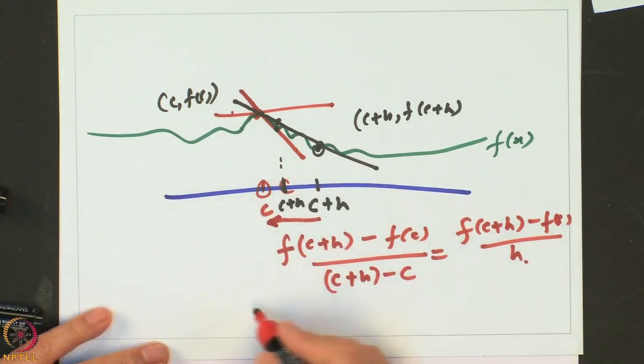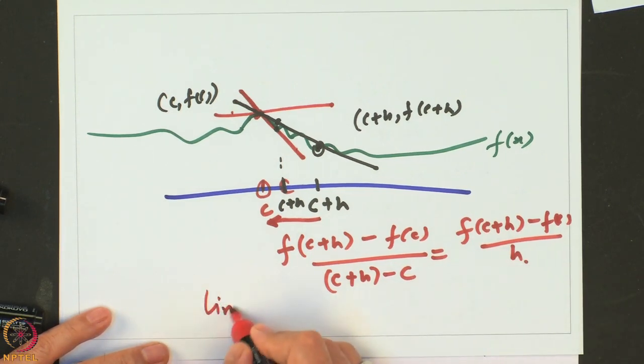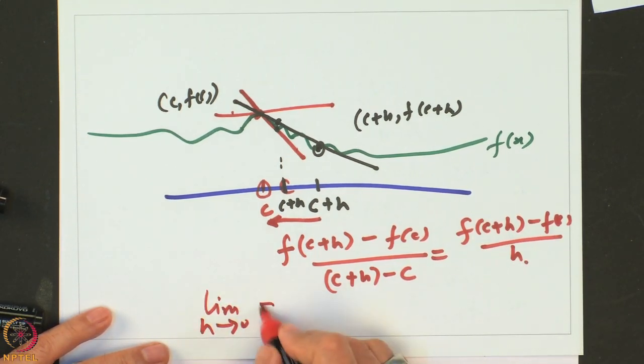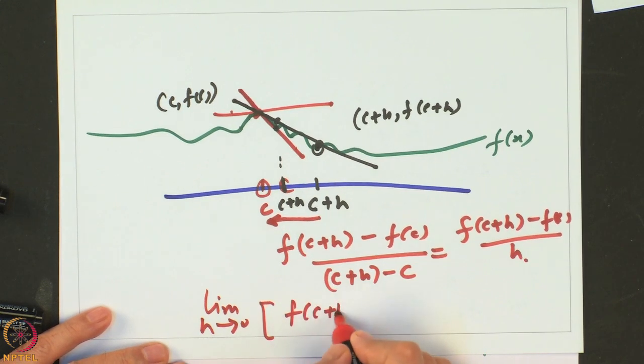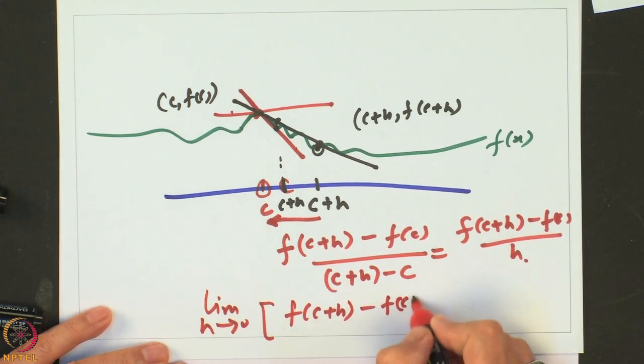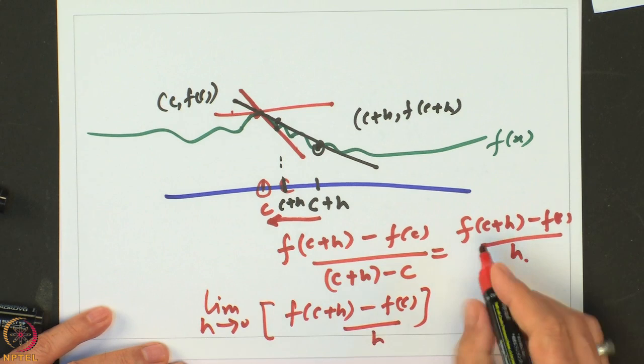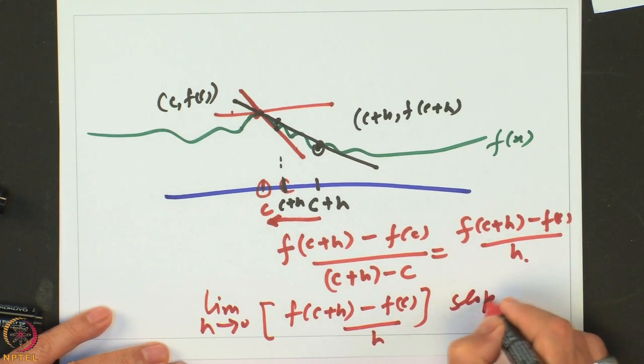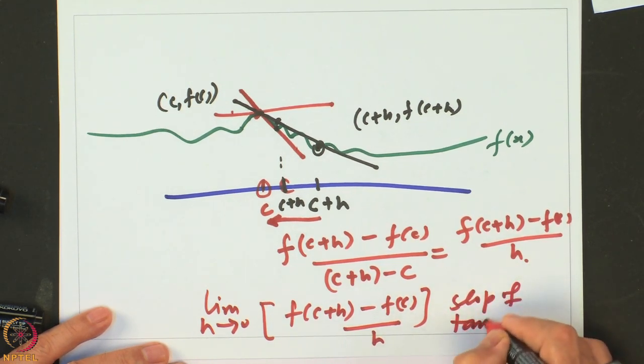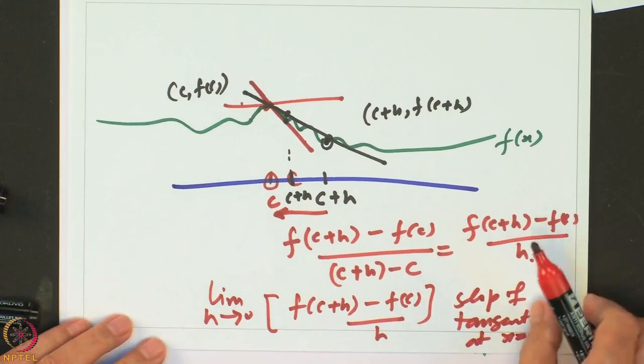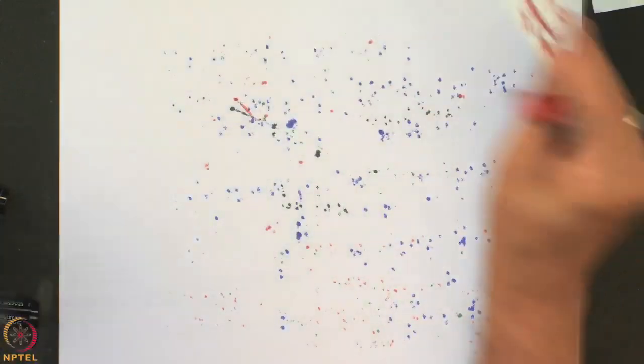So, what we are saying is that the limit as h goes to 0 of f of c plus h minus f of c, divided by h, gives the slope of the tangent at x equal to c. Geometrically, this gives the slope of the tangent at that point.